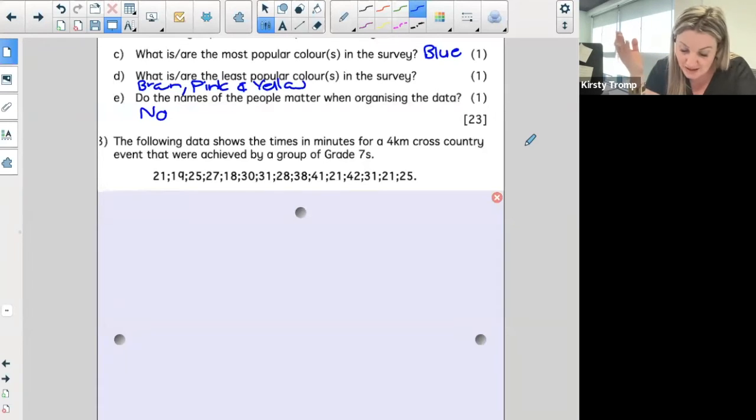In other words, there was this group of grade 7s. They were running a 4-kilometer cross country and we were taking their times as they came in. Now, what is the first thing that you need to do with this data? I see I've got some hands up. I think Mulalo, you had your hand up first. Hi, Mulalo. What do I need to do with this data?